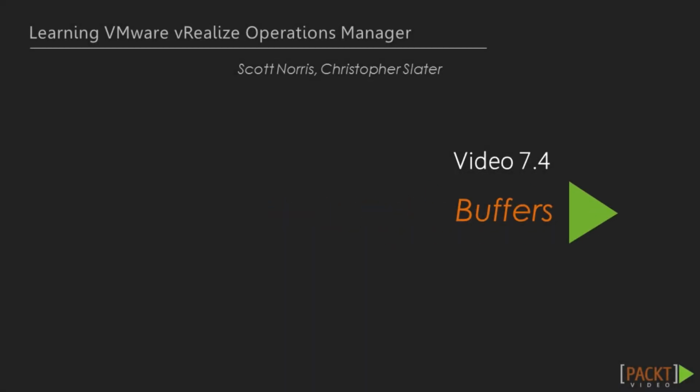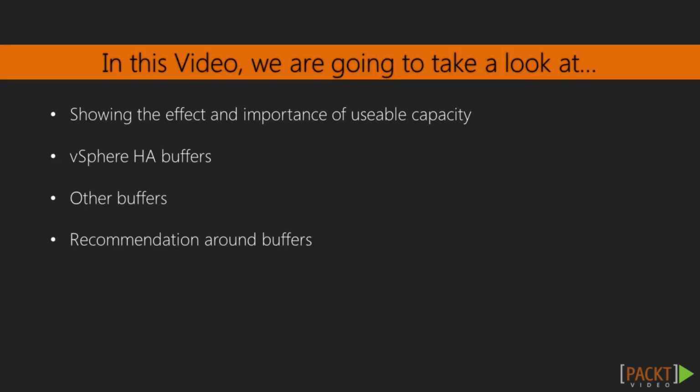In this video under Capacity Management, we're going to take a look at buffers, which is the last section of policy options for vRealize Operations Manager. In this video, we'll go through showing the effect and importance of usable capacity, how we can enable vSphere HA to be taken into account as a buffer, as well as the effect and use cases around other buffers for capacity management, and finally some recommendations and use cases that might apply to your environment.